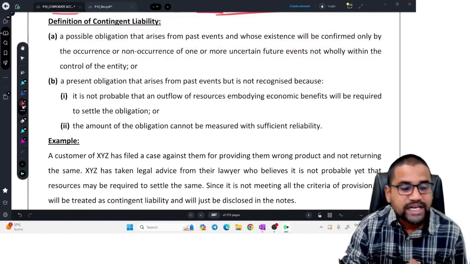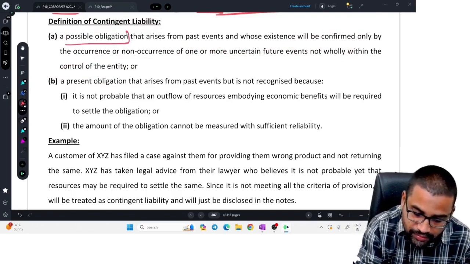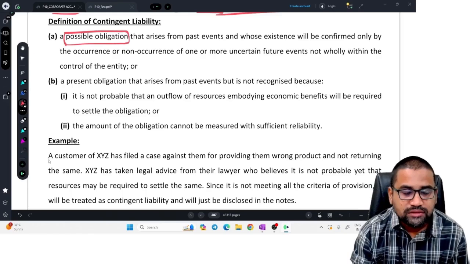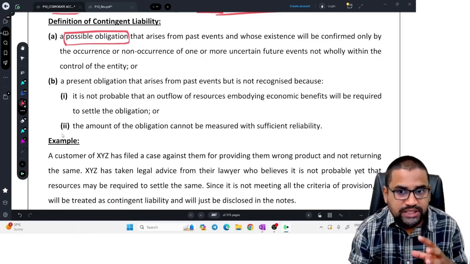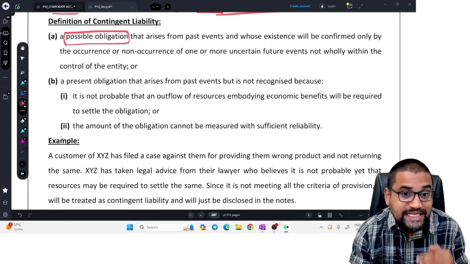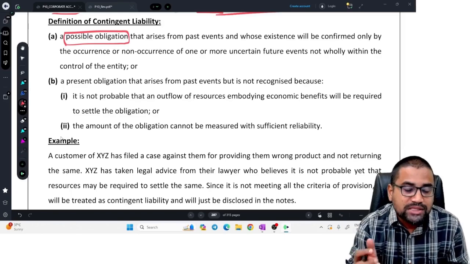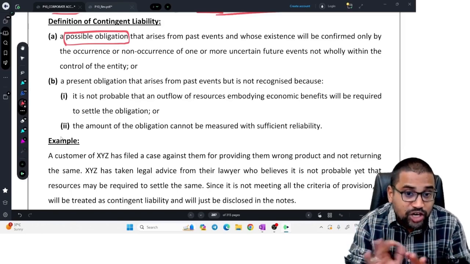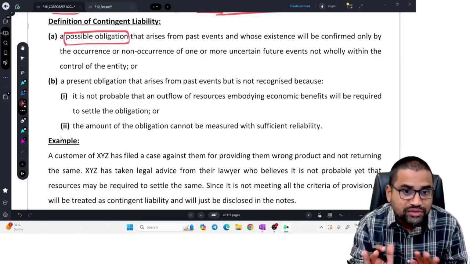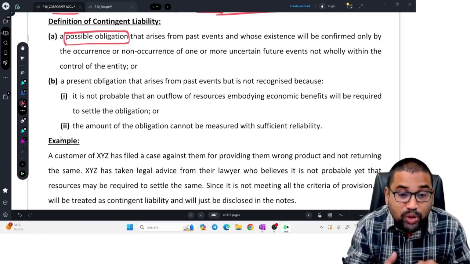So, what is contingent liability? Possible obligation. What is possible obligation? An obligation is said to be a possible obligation if, based on the evidence available on the balance sheet date, its existence is not probable. That means not more likely. That means the existence of the obligation is not probable as of now. As of now, there is no liability. As of now, there is no obligation. That is called possible obligation.